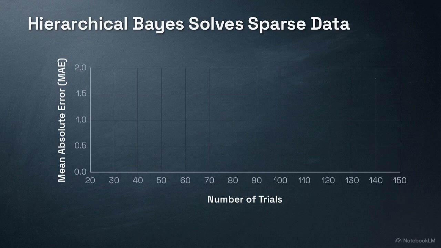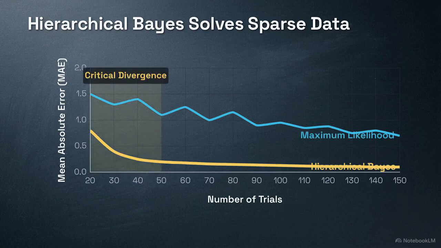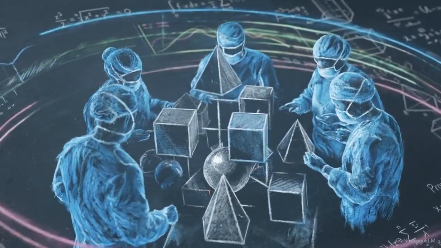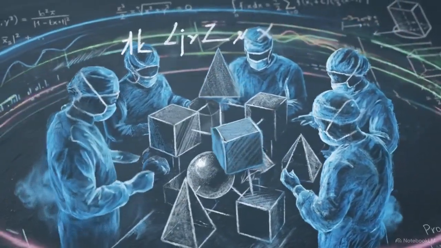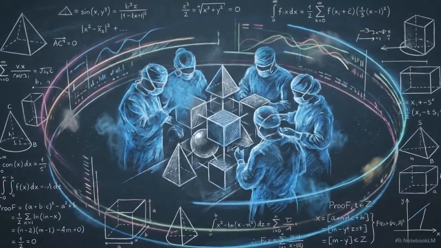This chart plots mean absolute error against the number of trials. The upper line tracks maximum likelihood's high error rate, while the lower tracks hierarchical Bayes. A critical divergence occurs between 20 and 50 trials, where HDDM maintains a low mean absolute error. The hierarchical model reliably recovers true cognitive parameters from datasets that frequentist methods would render unusable. This incredible statistical efficiency enables the immediate application of DDM analysis to highly constrained environments, such as live intraoperative recordings.